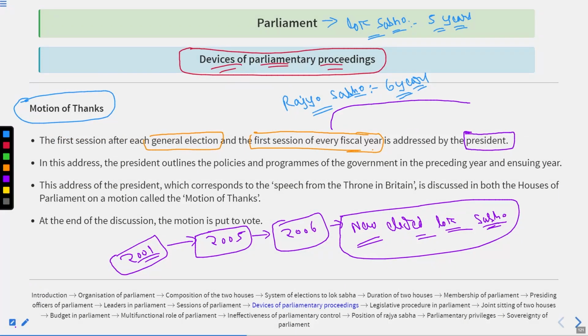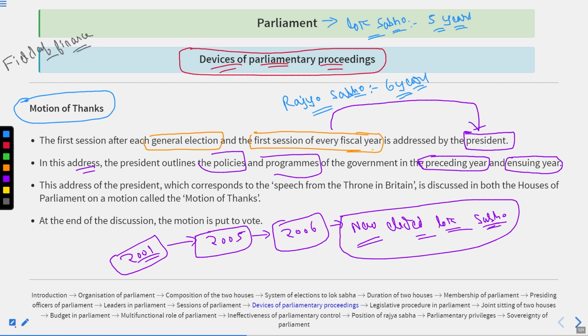And the first session of every fiscal year is also addressed by the President of India. In this address, the President outlines the policies and programs of the government in the preceding year and the ensuing year. So here we have got two new terms, the preceding year and the ensuing year. These are terms which are generally used in the field of finance, and they have their definite meaning. And what is that meaning?